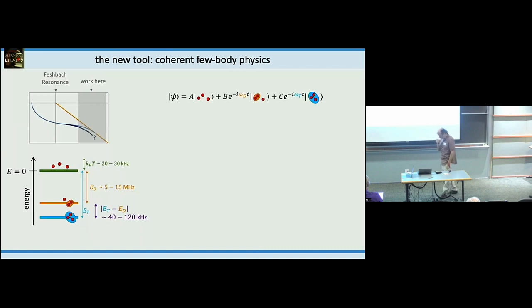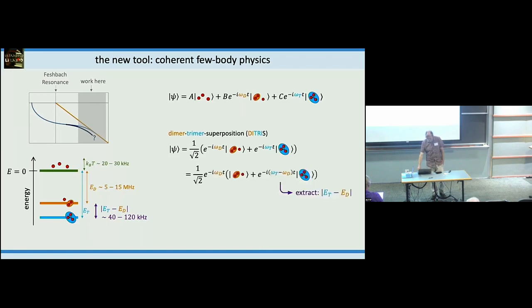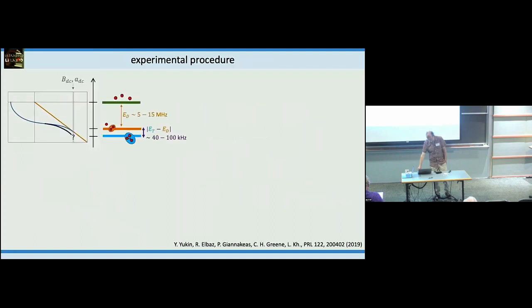Once we apply the short pulse, we create this superposition state, right? And this superposition state can then be developed in time. The time development will accumulate a different phase for this state and this state due to different energies. This is a dynamical phase that we accumulate during the evolution time, and we can measure this dynamical phase.